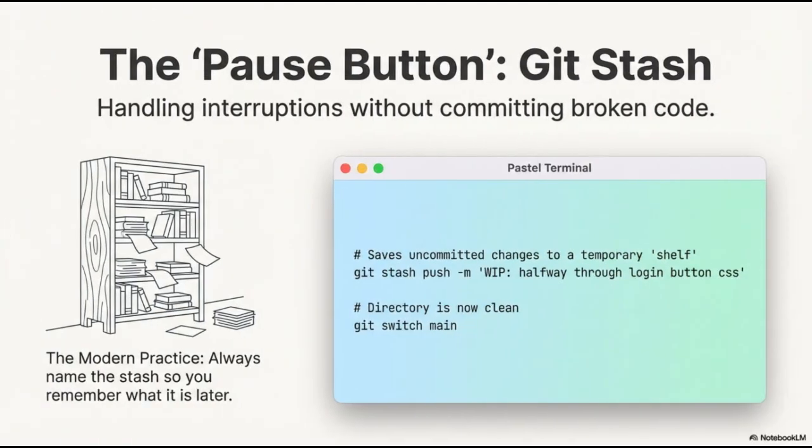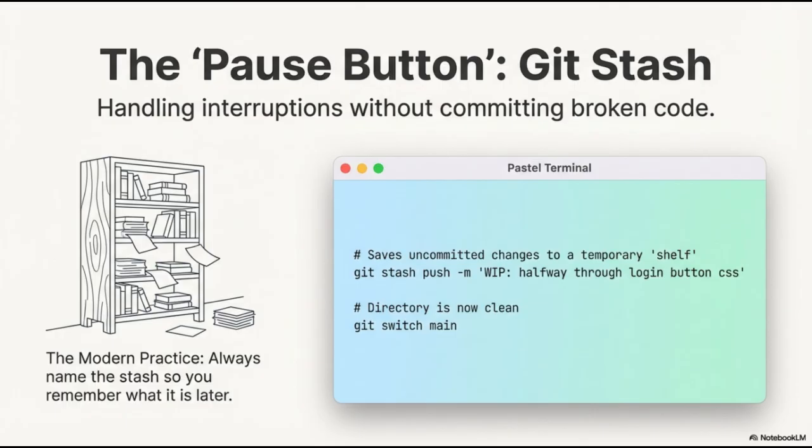Think of git stash as a pause button for your development process. It is the ideal solution for handling unexpected interruptions without the need to commit unfinished or broken code to your history. By using the command git stash push, accompanied by a descriptive message, you effectively move your current work in progress to a temporary shelf.